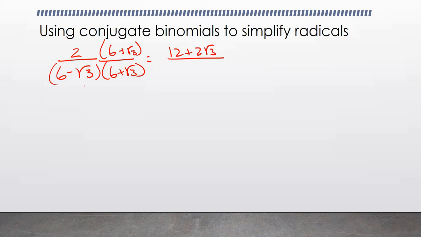On top, I need to distribute: 12 plus 2 root 3. On the bottom, 36 minus 3. So 12 plus 2 root 3 over 33. And we will do some more of these as well.